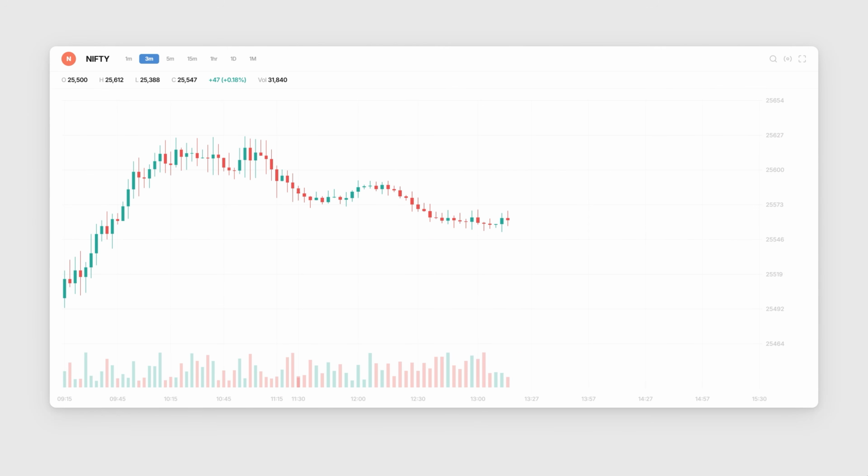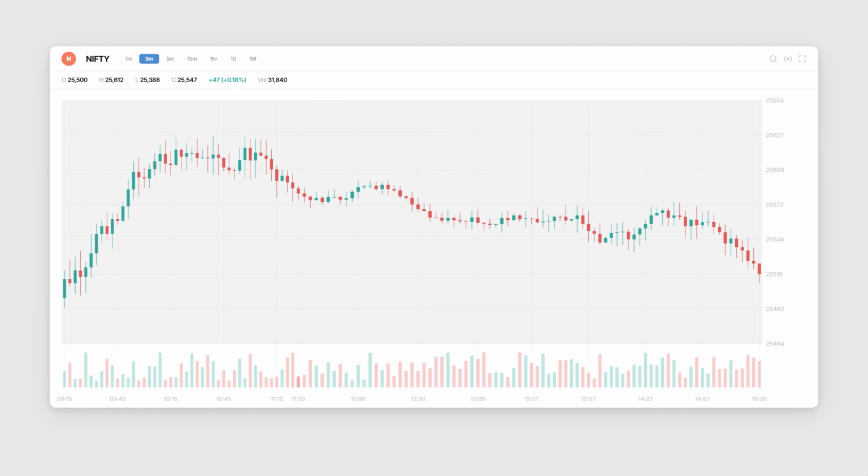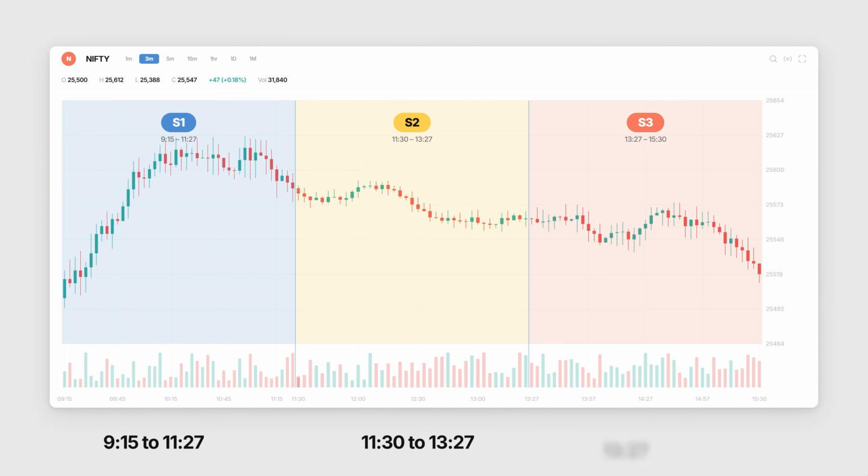Now let's move to the next hypothesis to understand how an index range forms during the day. For instance, in a day, let's say the index makes a range of 100 points. How much of it happens during what time of the day? To understand this better, I break the day, which is 375 minutes, into almost equal three segments: 9:15 to 11:27, 11:30 to 1:27, and 1:27 to 3:30. Now, these numbers are based on 3-minute data, and that's the reason why you see 27 and 30.